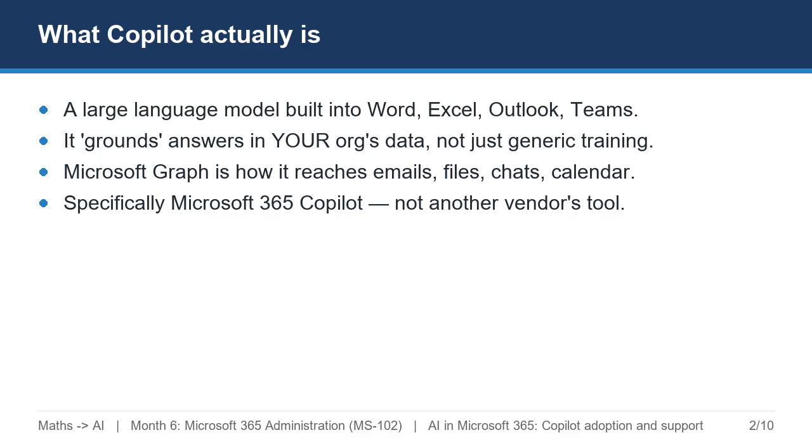Let's start with the big idea. Microsoft 365 Copilot is a large language model, an LLM, built right into the apps your users already work in: Word, Excel, PowerPoint, Outlook, and Teams. What makes it useful at work is something called grounding. Instead of answering only from generic training data, it pulls in your organization's own content through Microsoft Graph, real emails, documents, chats, and calendar entries. And just to be crystal clear, this is Microsoft 365 Copilot specifically, not any other vendor's assistant.